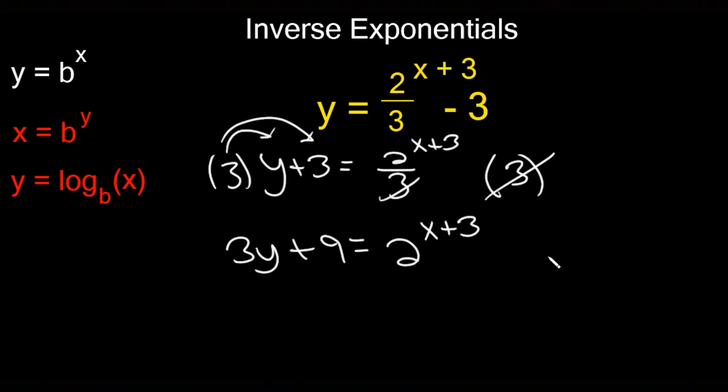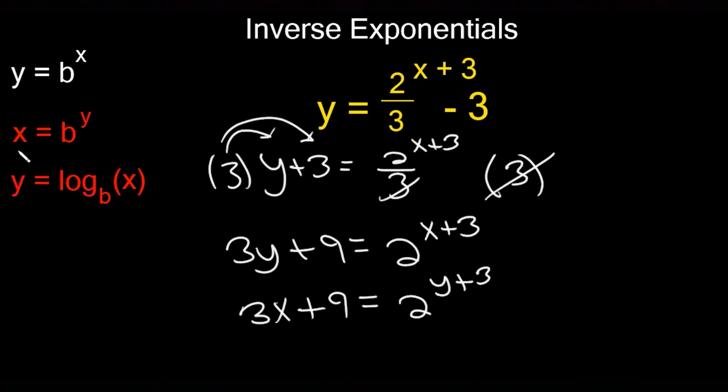Okay, so now our base and our exponent is isolated. Now we can go ahead and make the switch. We're going to go ahead and switch the x and y values, and then we will essentially have the inverse. We'll just have to go ahead and put it in its log form at the end. So making the switch here, we get 3x plus 9 equal to 2 to the power of y plus 3.